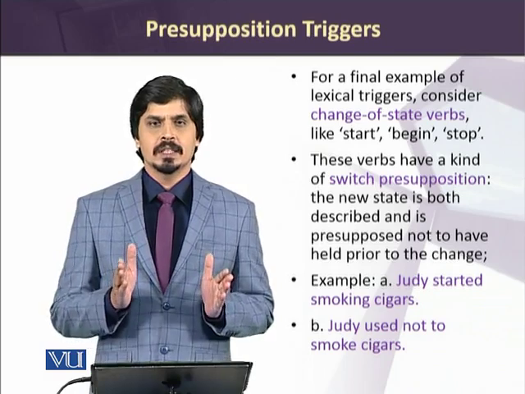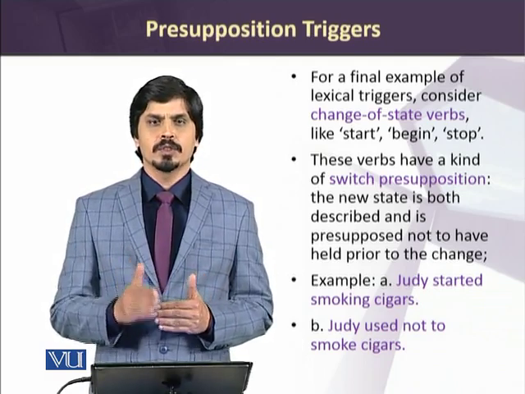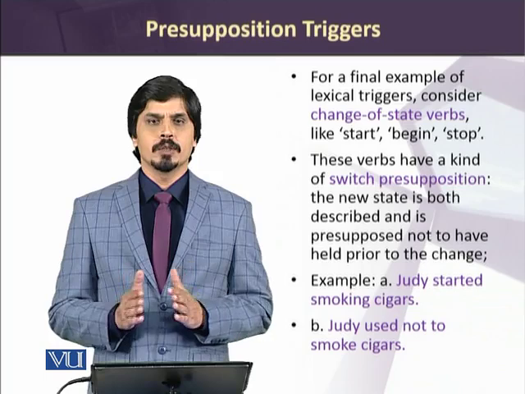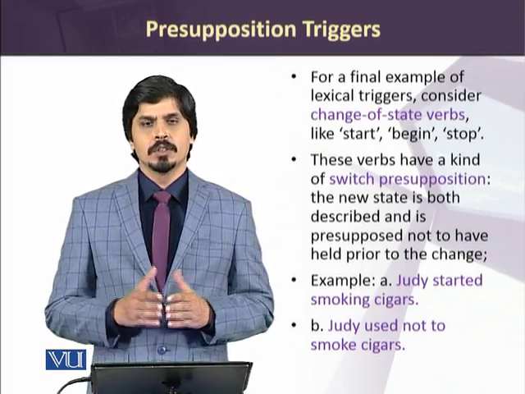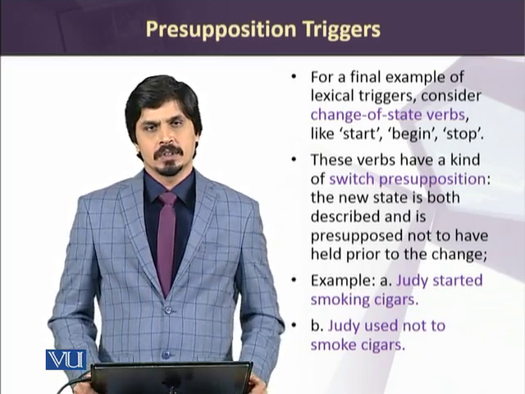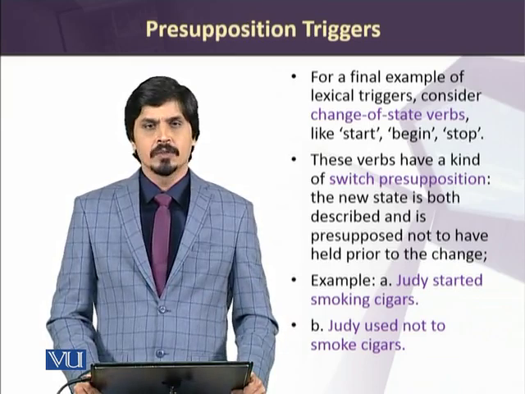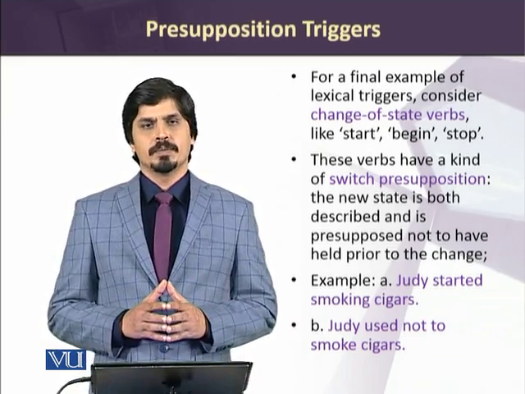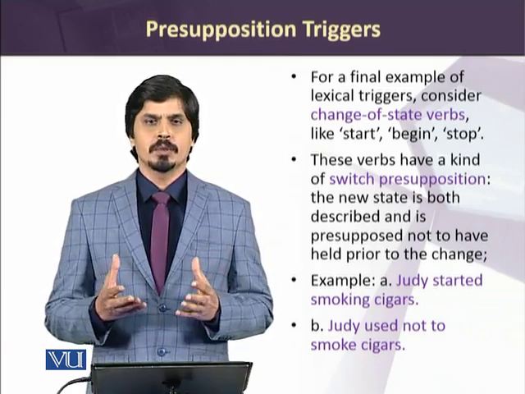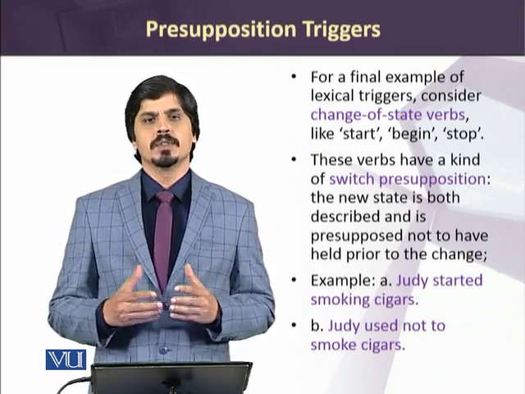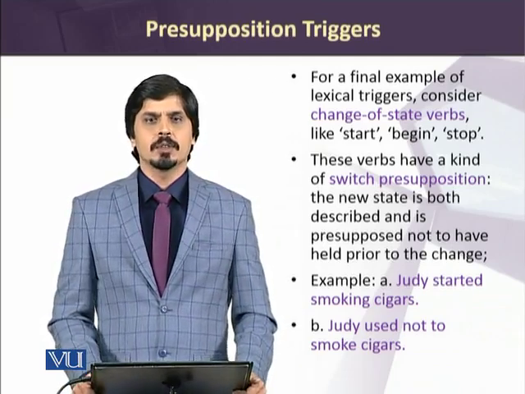So when we say somebody has started doing this, we assume that that person was not doing that particular thing previously, or prior to when he or she has started it now. So these are some examples of presupposition which are available in the form of change of state verbs. There could be other forms of presuppositions, and obviously because of the limitations of time and space, we couldn't mention them all. But this kind of lexical presupposition is usually known as lexical triggers or presupposition triggers.